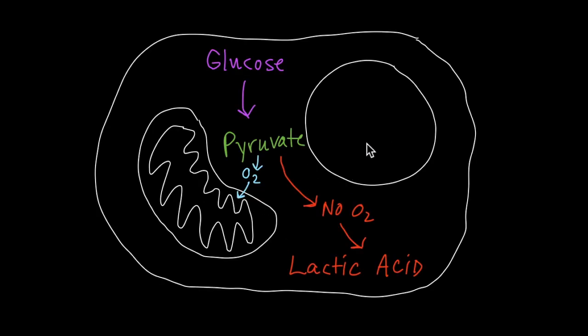So after the split in the eukaryotic cell, what's going to happen is the glucose is going to be converted to pyruvate. We already discussed that. If oxygen is present, then that pyruvate is going to get converted into acetyl-CoA and then enter into the mitochondria. From there, we're going to have the citric acid cycle and electron transport take place inside this organelle.